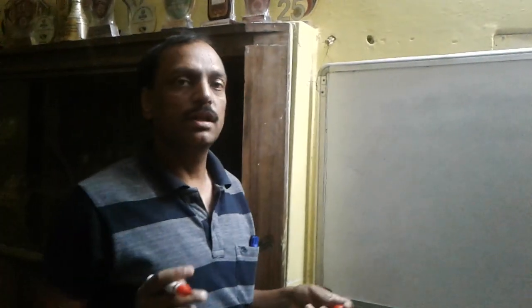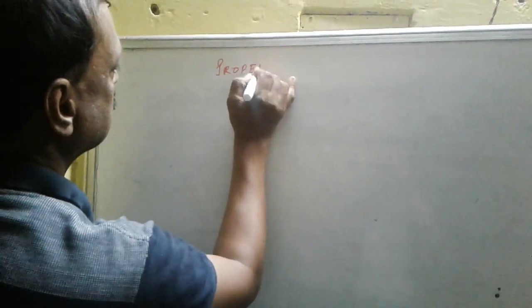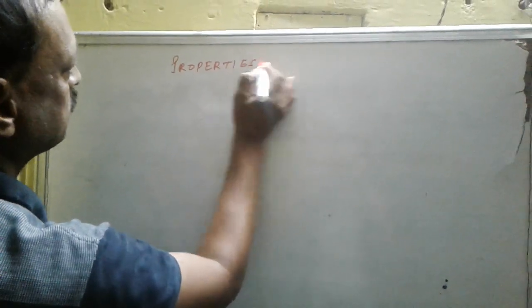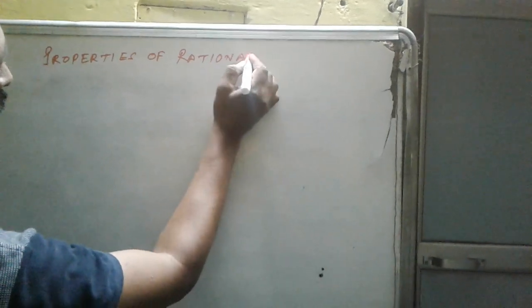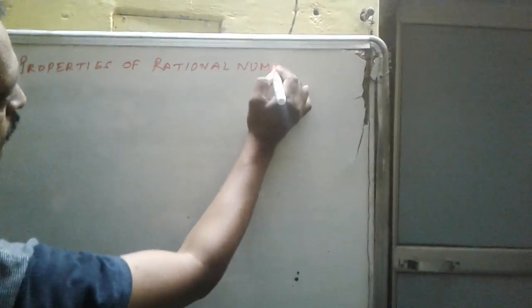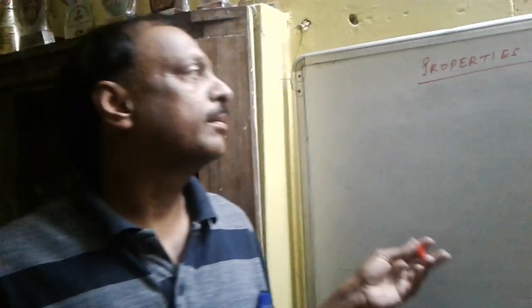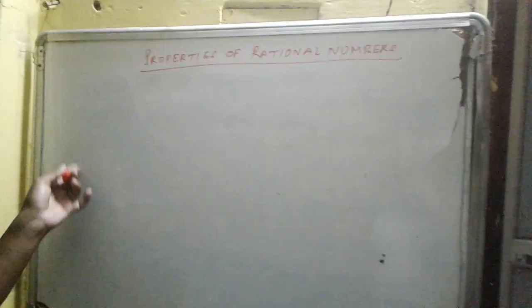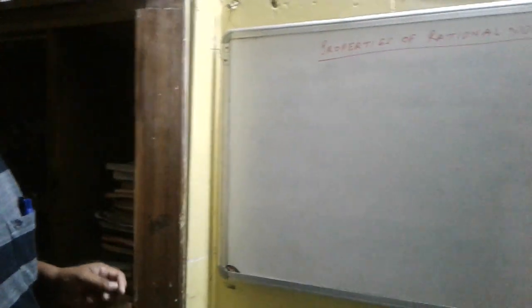Dear students, let us continue the properties of rational number. In the previous videos, we have studied about the properties of rational number, closure property and commutative property. Now we are going to discuss about the associative property.